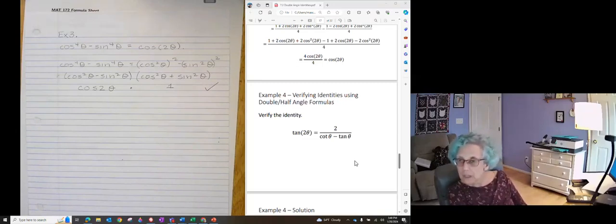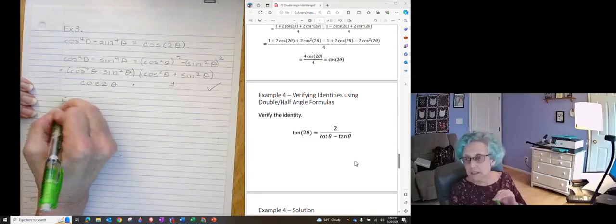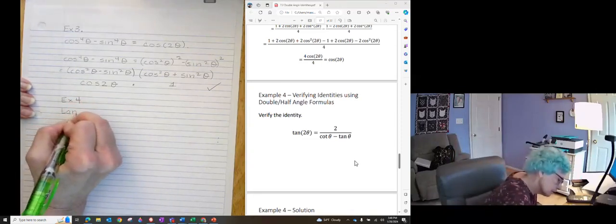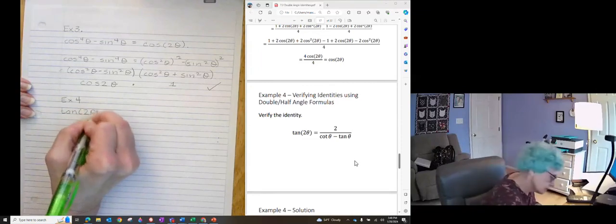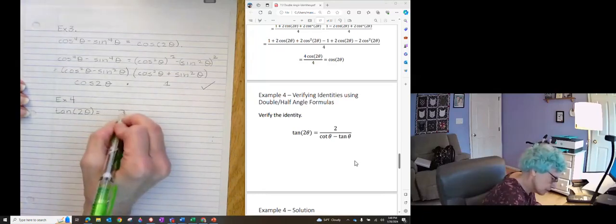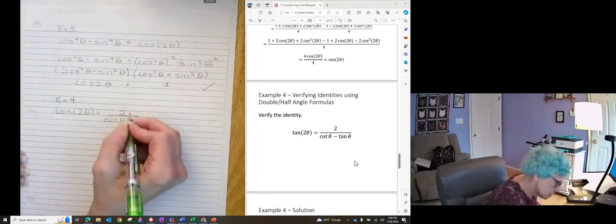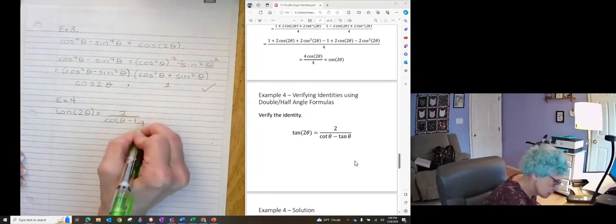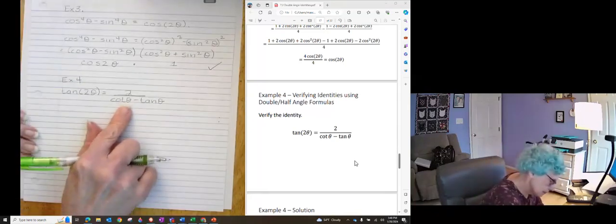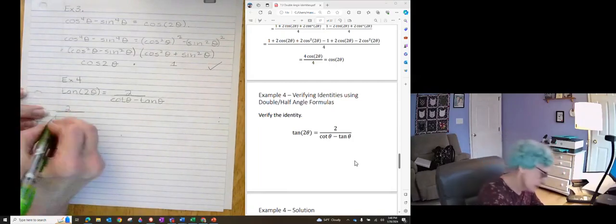Okay, example 4. Let's verify the identity that tangent of 2 theta is equal to 2 over cotangent of theta minus tangent of theta. Complicated side, let's start with that one.